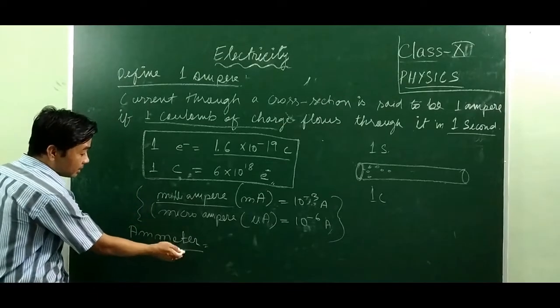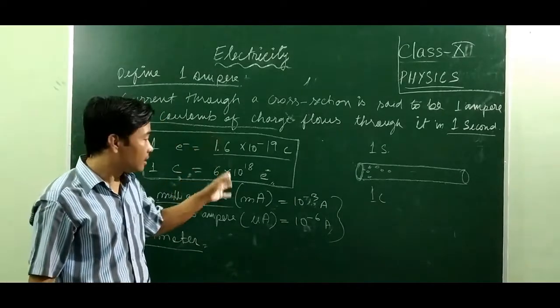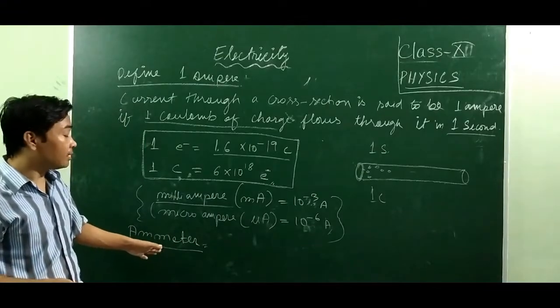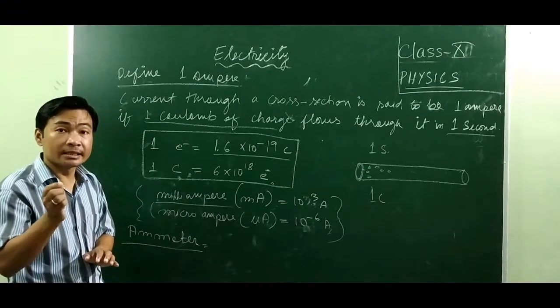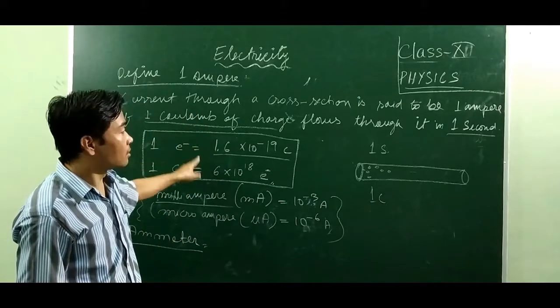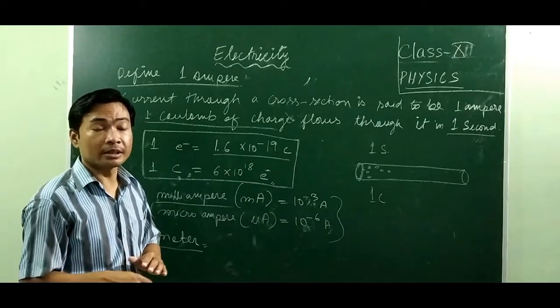Now, an ammeter is a device to measure the flow of electric current in a circuit, right? And the ammeter is connected in series. Okay, so you can write down these points, and in the next class we'll study more about it.